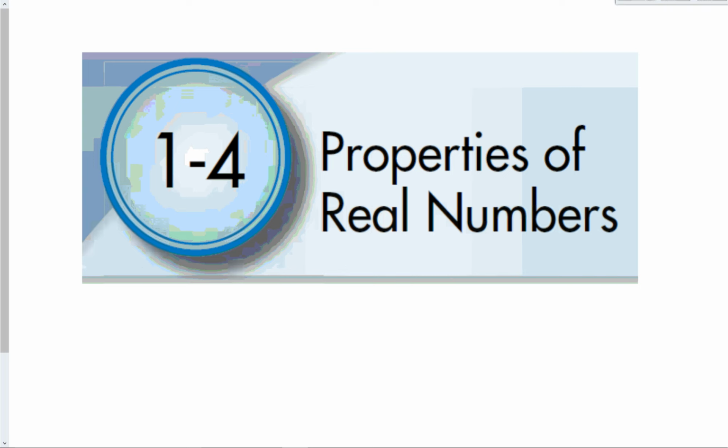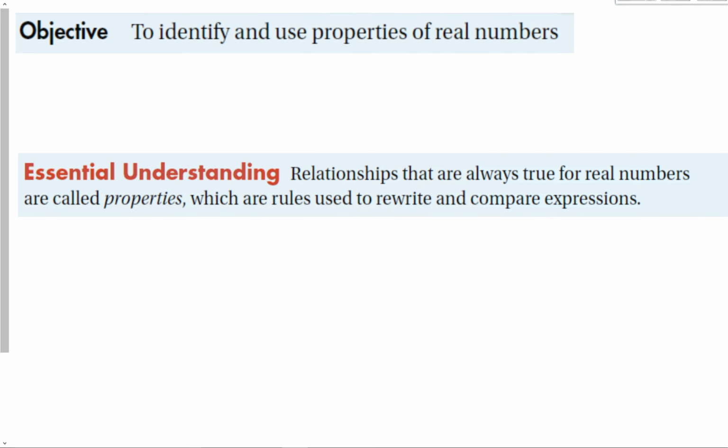1-4, properties of real numbers. So my objective in this property is to identify and use the properties of real numbers. And my essential understanding, what we should know, is that relationships that are always true for real numbers are called properties, which are rules used to rewrite and compare expressions.